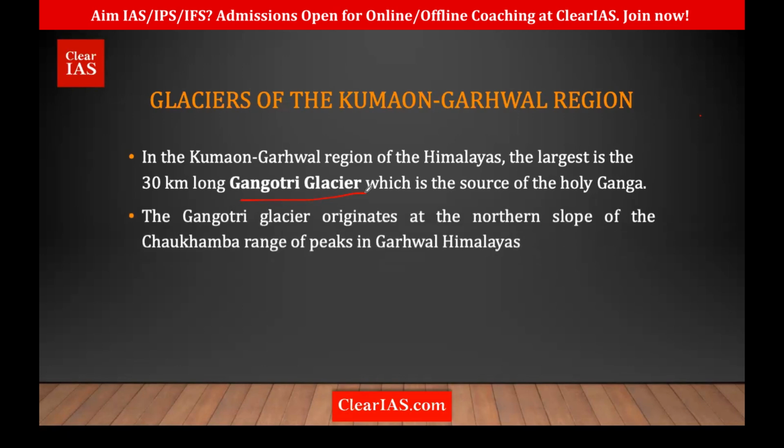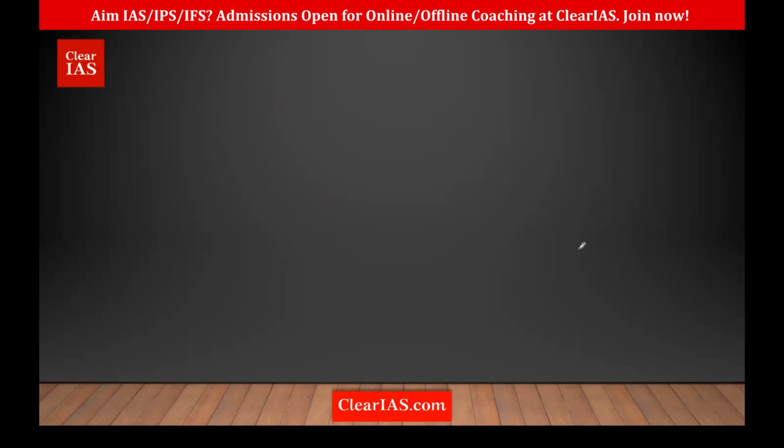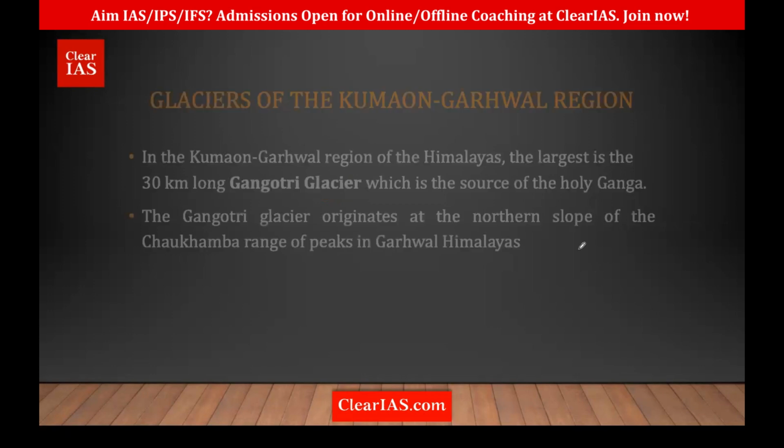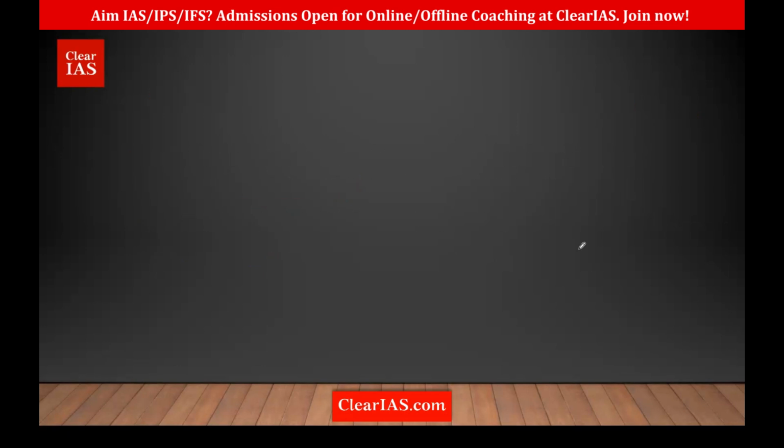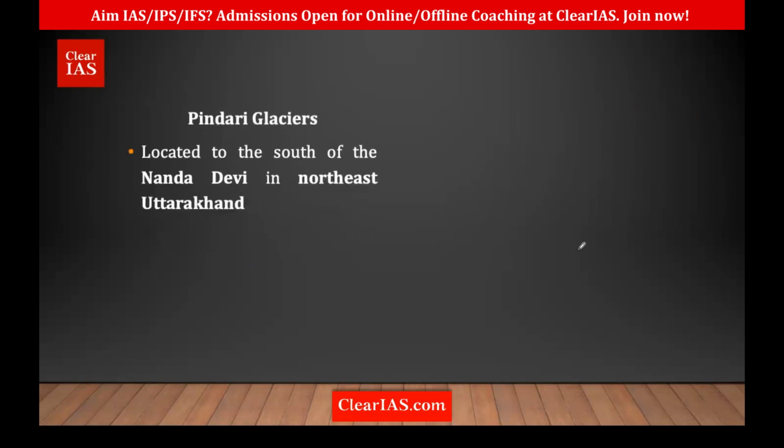The Gangotri Glacier originates on the northern slope of the Chowkhamba range of the Garhwal Himalayas. That is where the Gangotri glacier originates. So remember, the Gangotri Glacier is in the Kumaun Garhwal region, almost in the Uttarakhand region of the Himalayas. Then, apart from that, there are the Pindari and Milam glaciers.